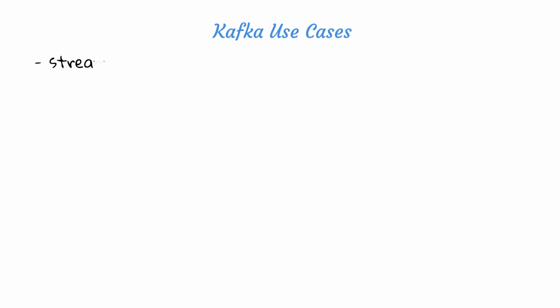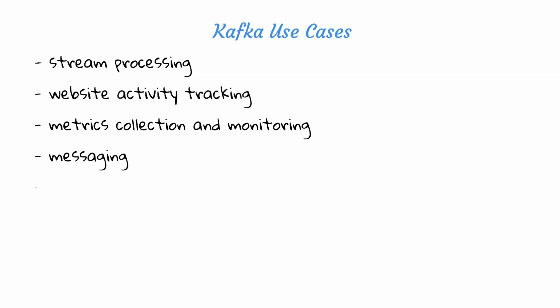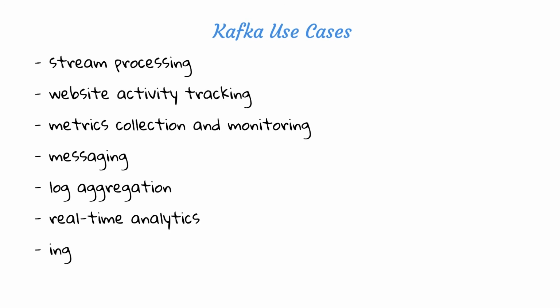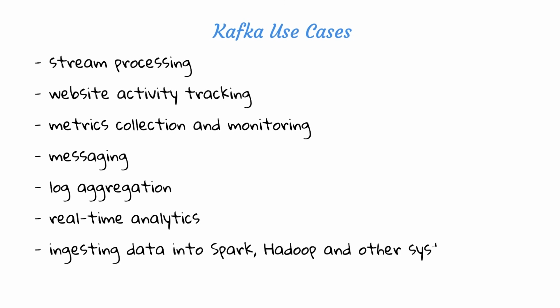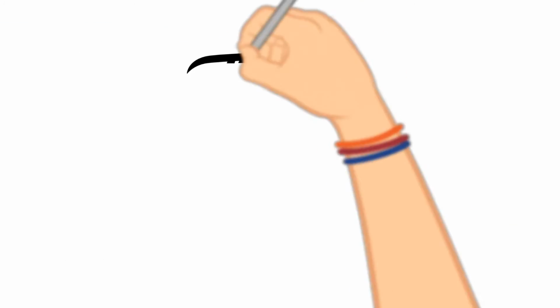So let's talk about Kafka use cases. In short, Kafka is used for stream processing, website activity tracking, metric collection and monitoring, log aggregation, real-time analytics, messaging, and others.